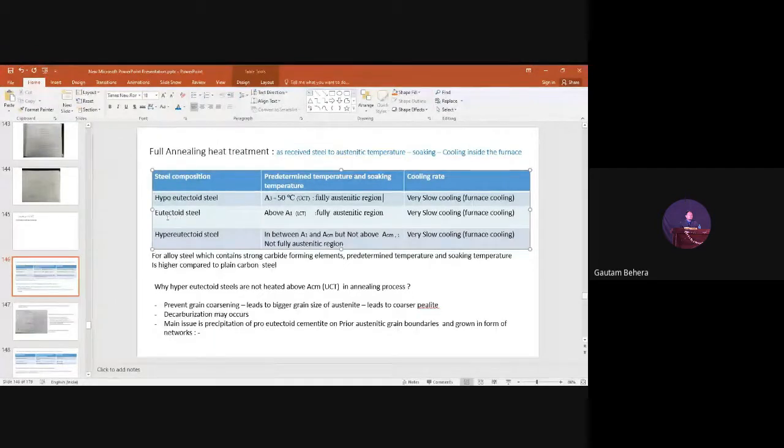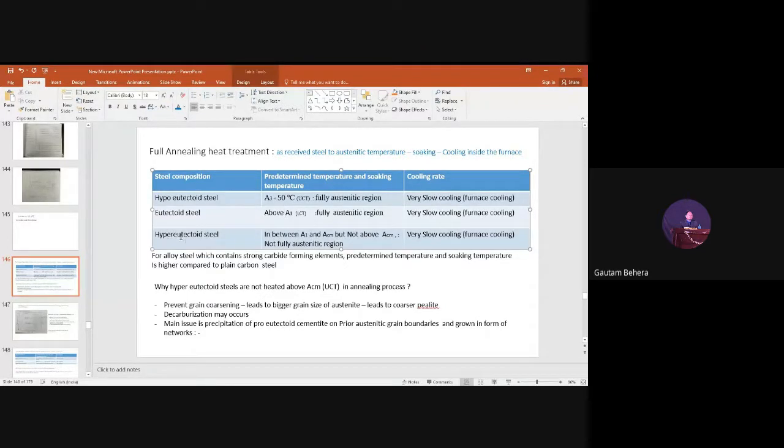But when we have a eutectoid steel, which is 0.88% carbon, here we have to take the steel above A1. Basically, you can say above A1 means A1 plus 50 degrees or 40 degrees, like that, to make it a full austenitic region. Then finally furnace cooling will be done.